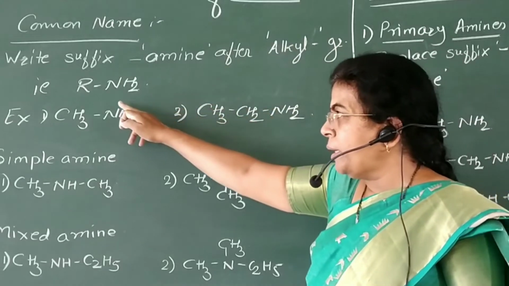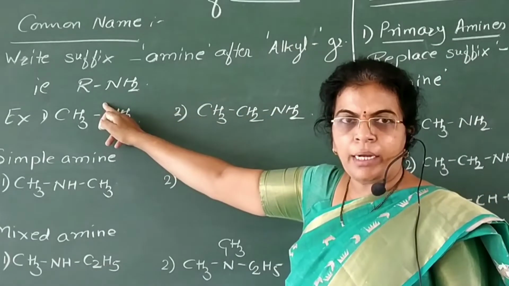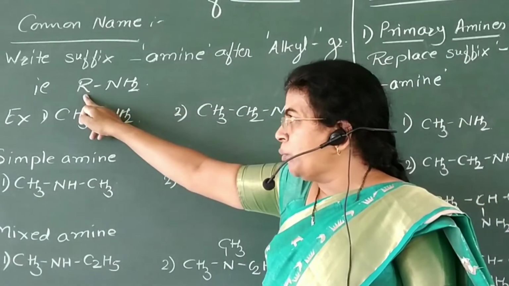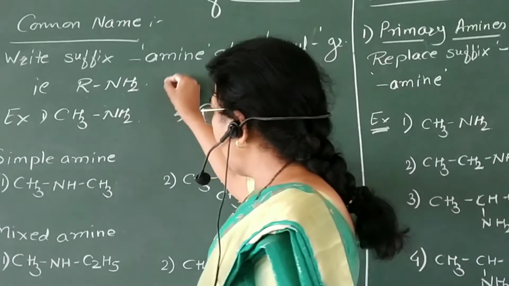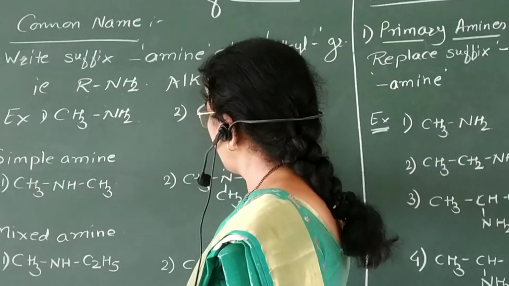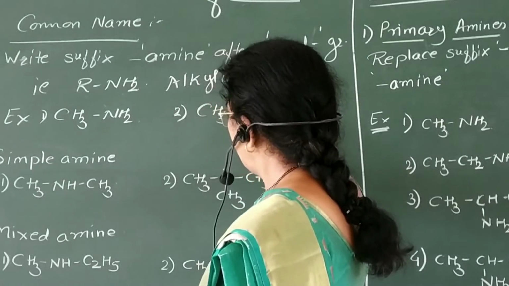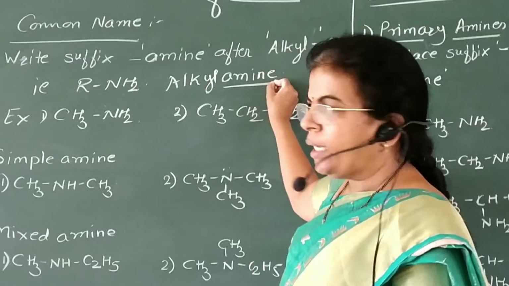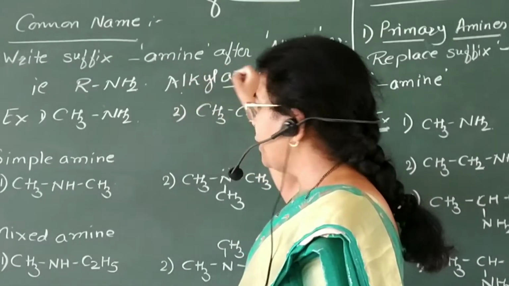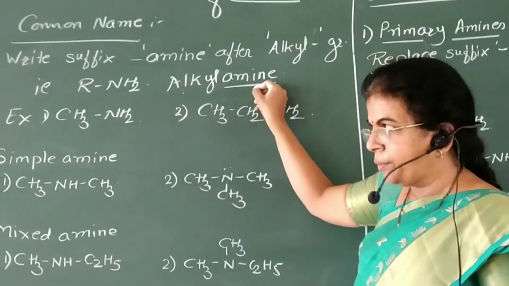Now for example, we take general example RNH2. Now it is alkyl group and this is amine group. Therefore name of this compound is alkyl amine. That is, this suffix amine is added after the name of alkyl group.